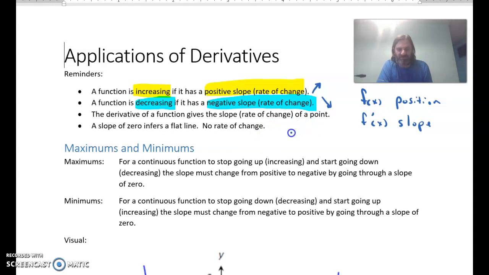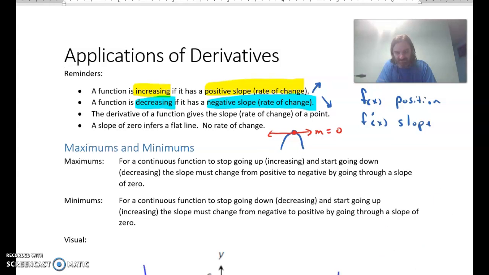So we can either think about a horizontal line in that case, or we can talk about just a point where the tangent line would be flat and have a slope of 0. So a slope of 0 infers a flat line or a flat tangent line. Now, how is that helpful here? Let's slide up the page, see if it works out for us.